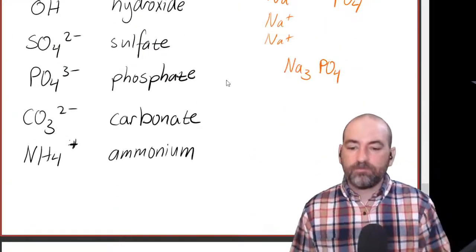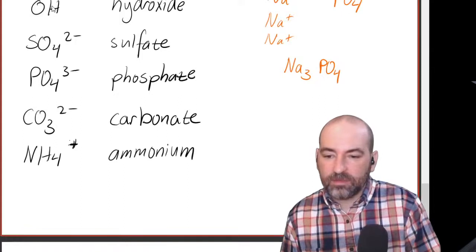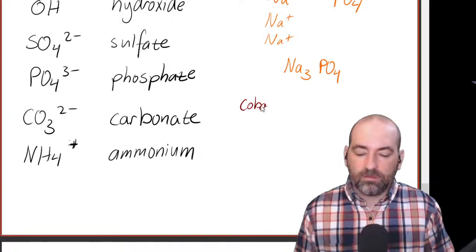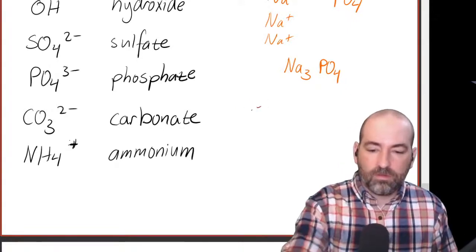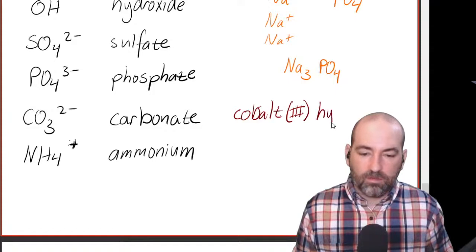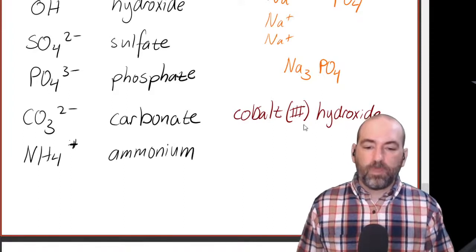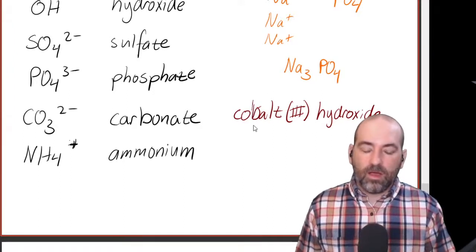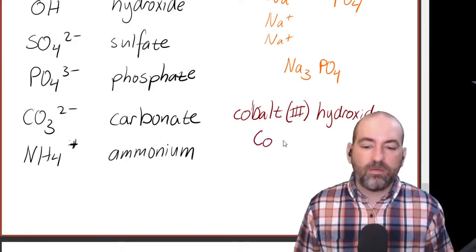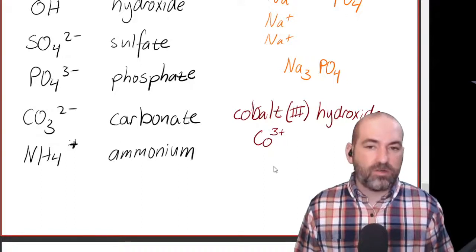We can also use these with other types of ions, such as the ones in the middle of the periodic table. So let's say we're looking at trying to find a formula for cobalt(3) hydroxide. Okay, well, how would we write that? Well, cobalt 3, we know what that means now. That means we look it up on the periodic table, it's Co, and the charge is +3.